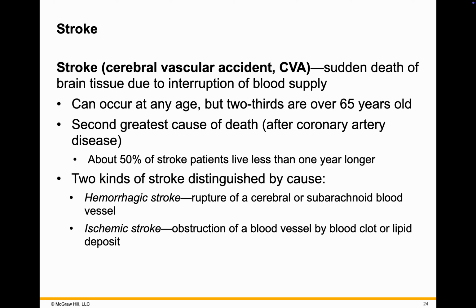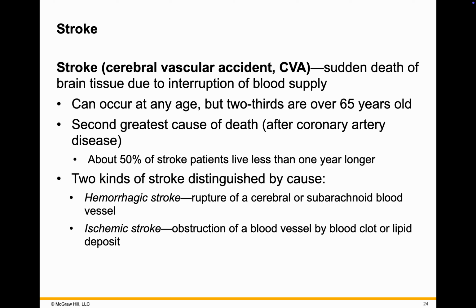A stroke is a cerebral vascular accident, or CVA. It's a sudden death of brain tissue due to interruption of blood supply. It can occur at any age, but two-thirds are people 65 and older. It is the second greatest cause of death after coronary artery disease. About 50% of stroke patients live less than a year or longer.